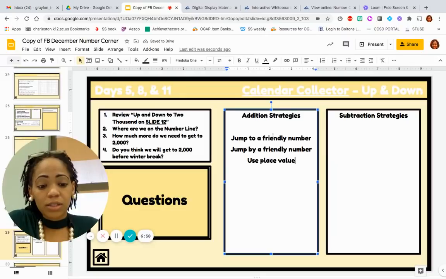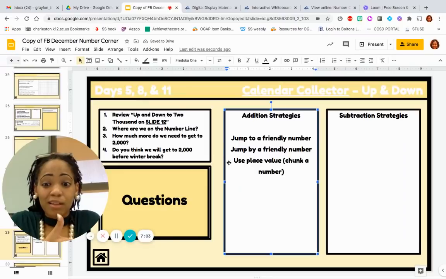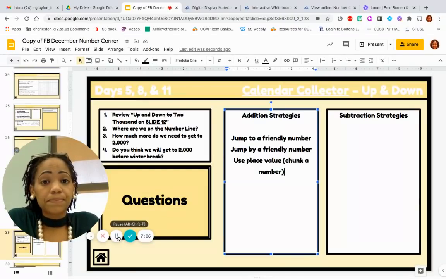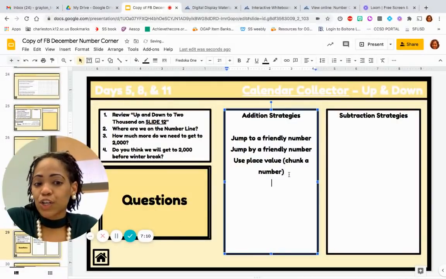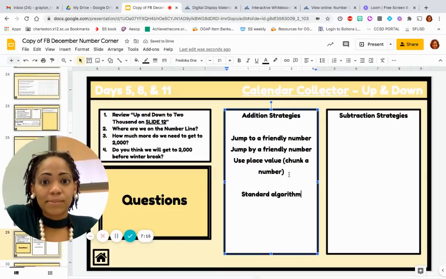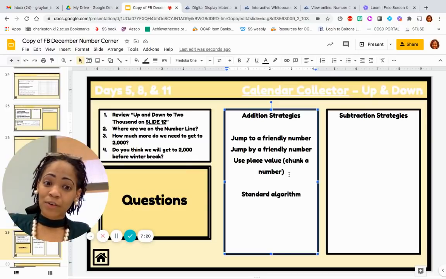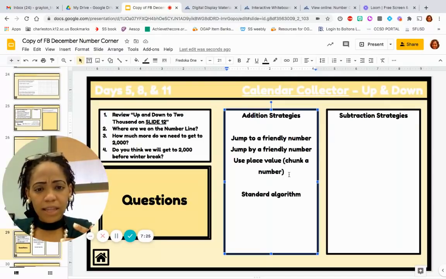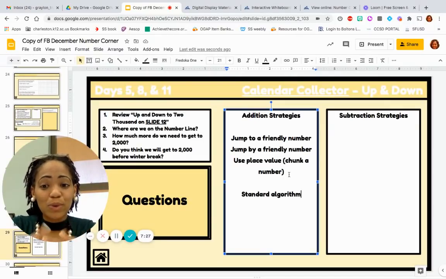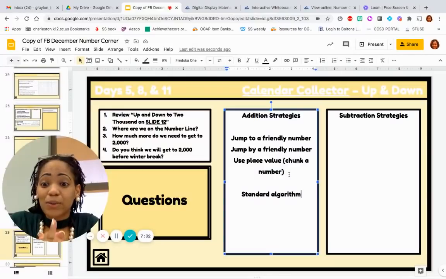Remember when we chunked a number, kind of thought about it like the expanded form? Has anyone used the standard algorithm to solve any of these problems? Don't forget, you can use the standard algorithm. And we made a connection to the standard algorithm with our video when we had our money and we had to do regrouping and all that. And then I connected it at the end of the video, which was one of our longer videos this month. But we got to the standard algorithm. So we're going to do that today.